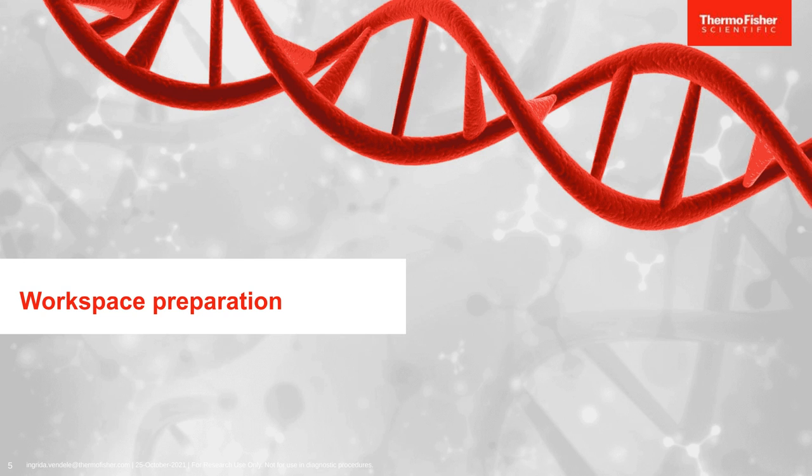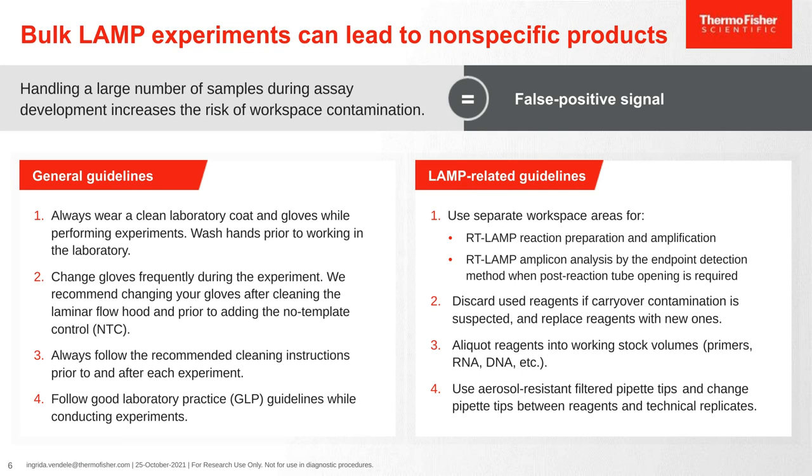I'd like to provide some recommendations on how to prepare your workspace in order to avoid false positive signals, as mentioned before. When preparing bulk LAMP experiments or simply handling a large number of samples during your assay development, there's always a risk of workspace contamination and resulting false positive signal. So general guidelines for working in the lab apply, such as wearing a clean laboratory coat or gloves while performing experiments, washing your hands prior to working in the lab, and changing gloves frequently during the experiment, especially after cleaning your workspace, such as laminar flow hood, or prior to adding your no template controls or negative control samples.